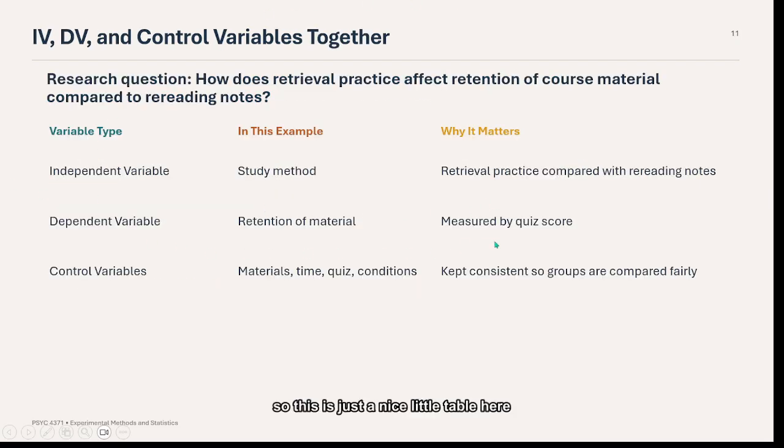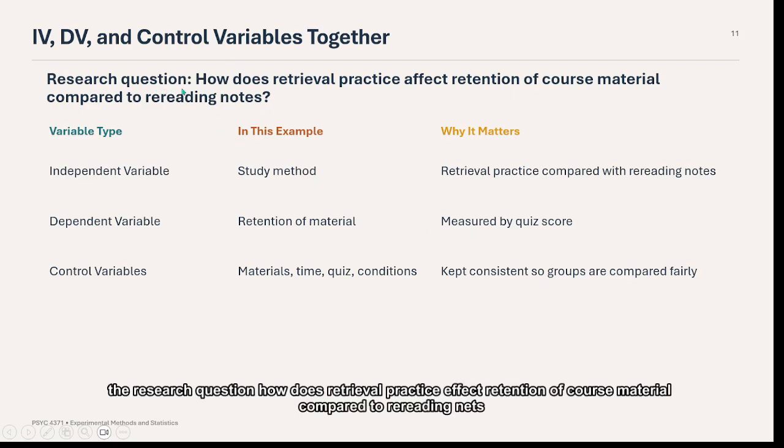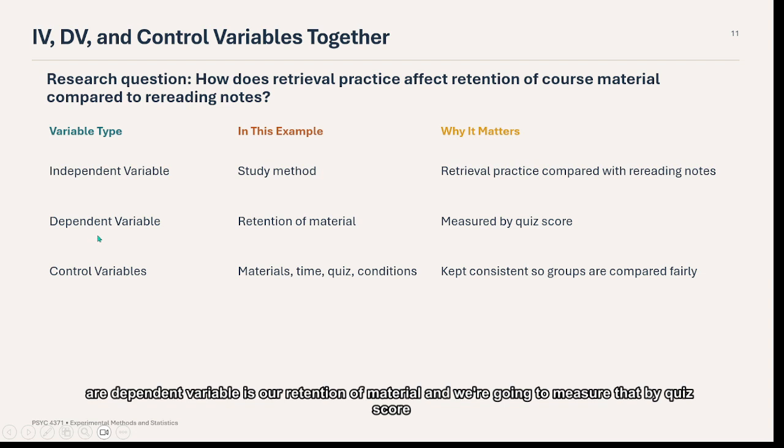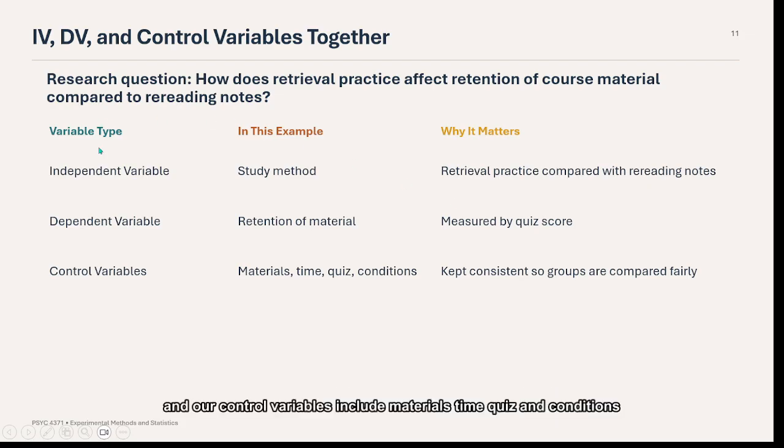So this is just a nice little table here that is giving us info related to the research question: how does retrieval practice affect retention of course material compared to rereading notes? Our independent variable is study method, and why it matters: retrieval practice compared with rereading notes. Our dependent variable is retention of material, and we're going to measure that by quiz score. And our control variables include materials, time, quiz, and conditions, and this matters because we want to keep all of these things consistent across groups so that they're compared fairly.